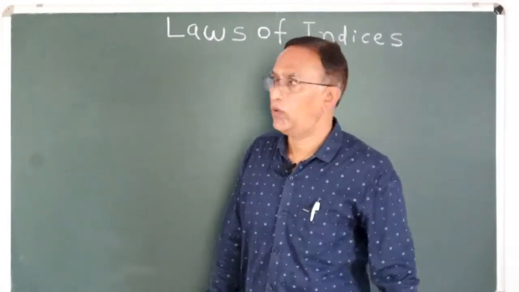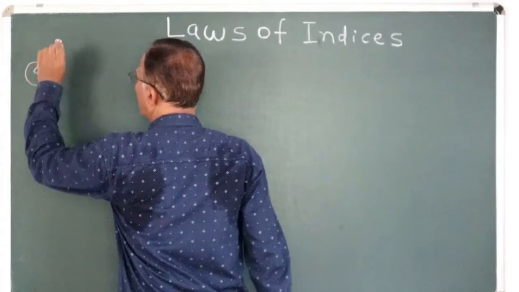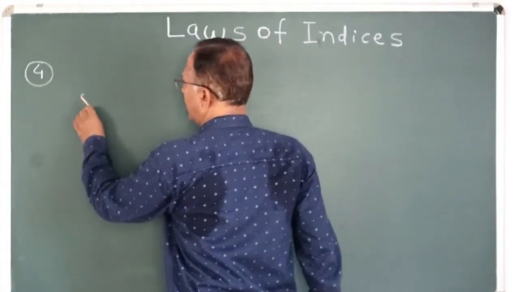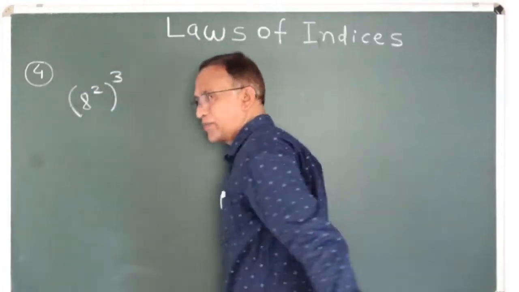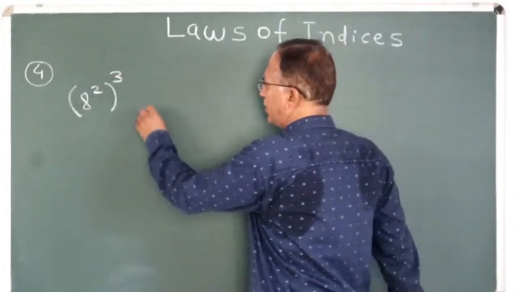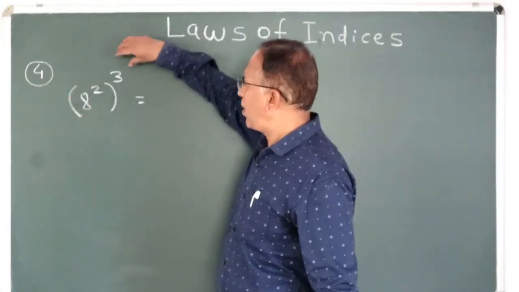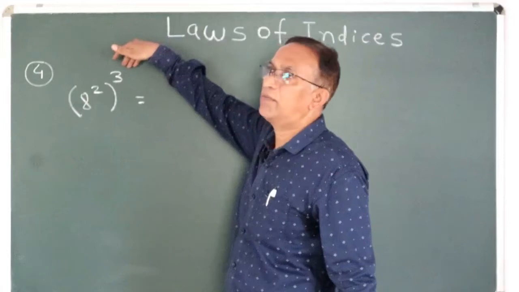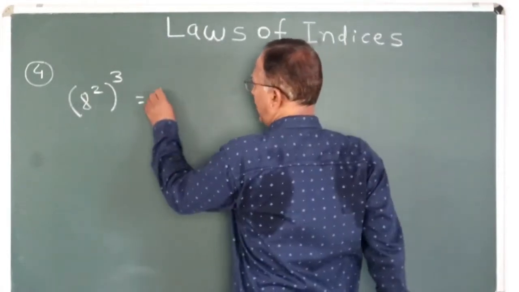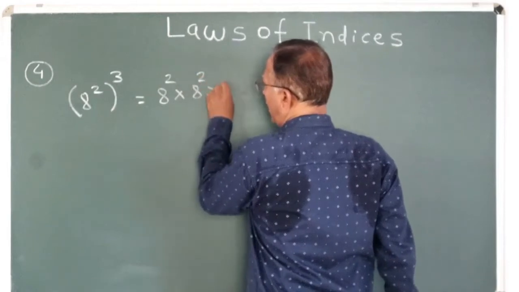Now we will learn to derive the fourth law of indices. So we take (8^2)^3. Here the number in bracket having power 3 means that this number is multiplied by itself 3 times. So 8^2 multiplied by 8^2 multiplied by 8^2.